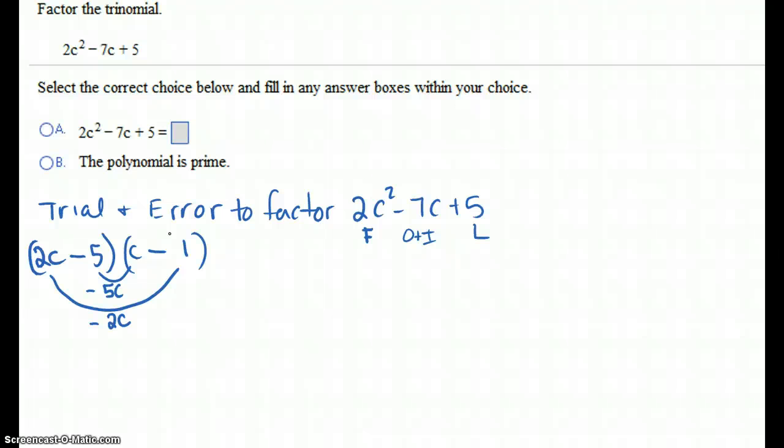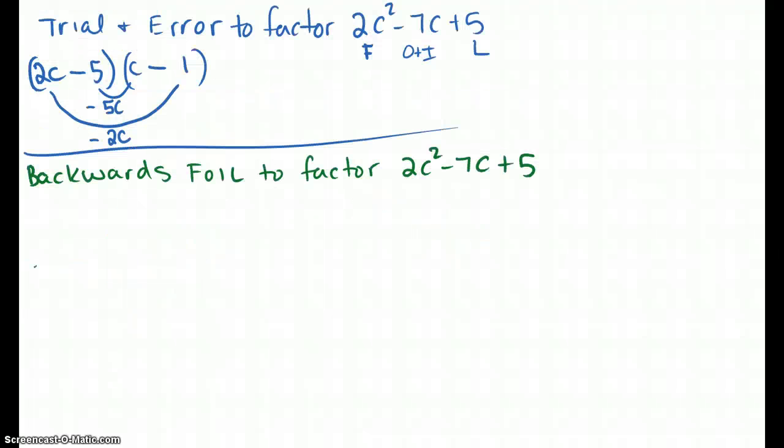If you don't like trial and error, there is another method. I call it backwards FOIL. To use backwards FOIL, what I like to do is think of an umbrella instead of a rainbow. There's my little sad umbrella. What you do is take the 2 outer terms of my umbrella and multiply those together. So you get 2c squared times 5, which is 10c squared. Then you look for 2 factors of 10c squared that add to your middle term. That's where the stem of your umbrella comes from.